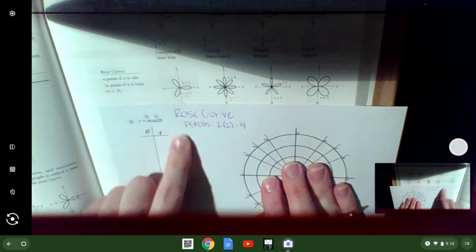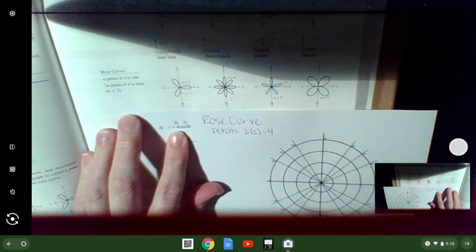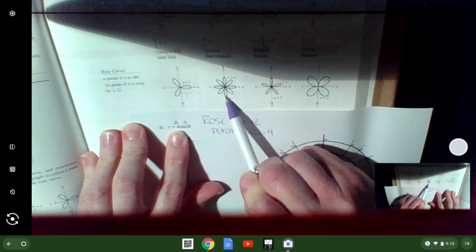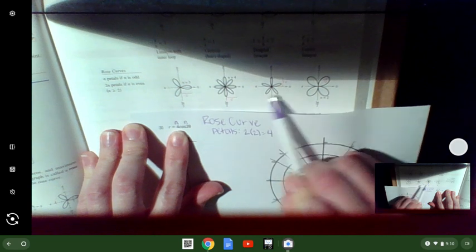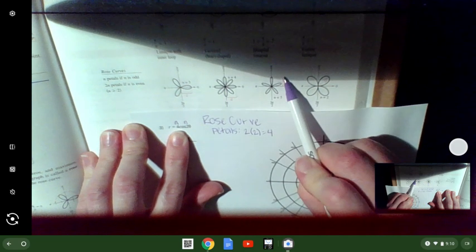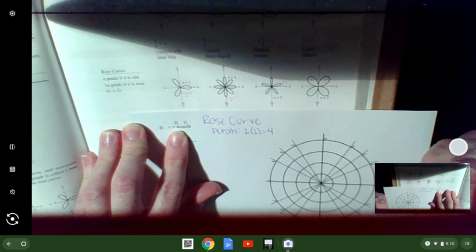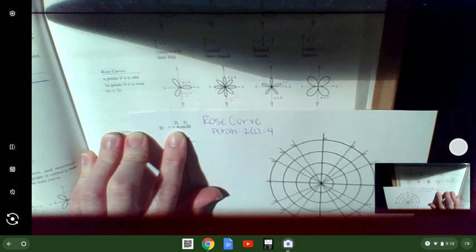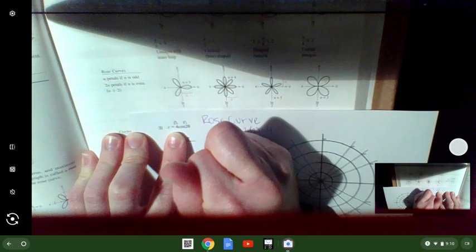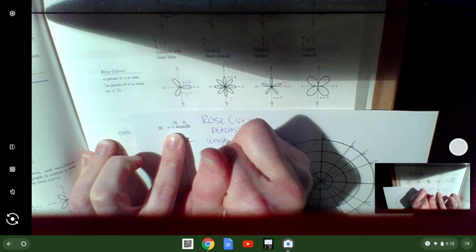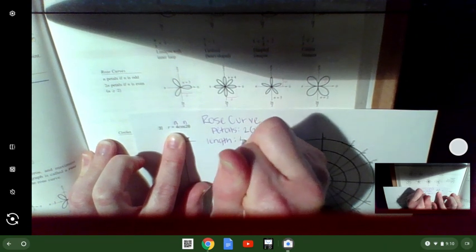So what about A? What does A represent? Well, looking at this graph, I can see that A is measured from the origin to the tip of a petal, or from an axis to the tip of the petal, however you want to look at it. A represents the length of a petal. So we have length of a petal, in our case, is 4.